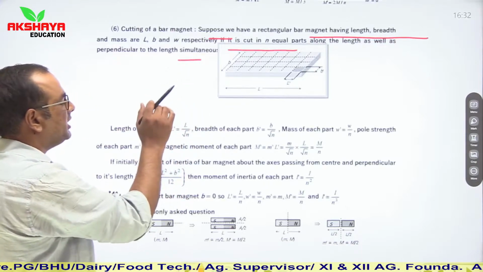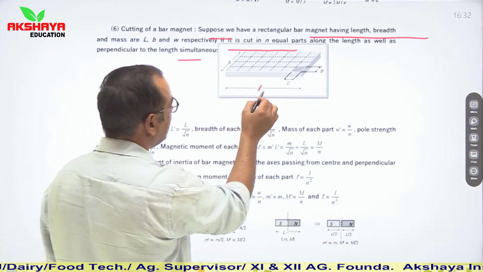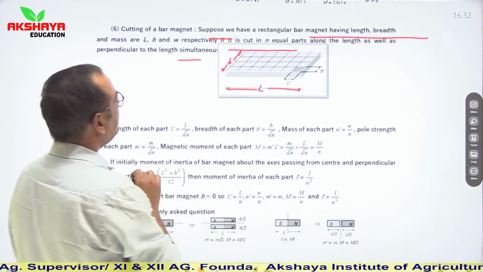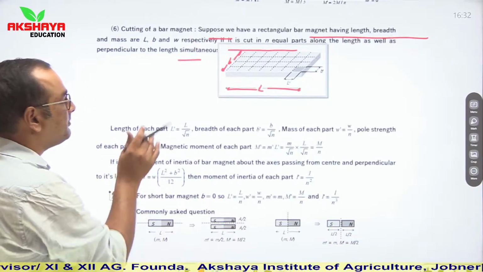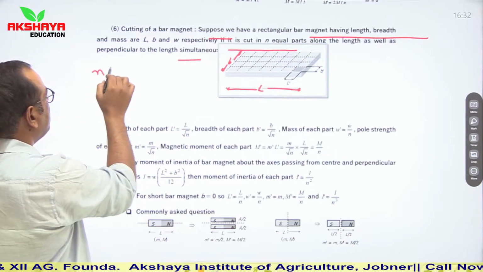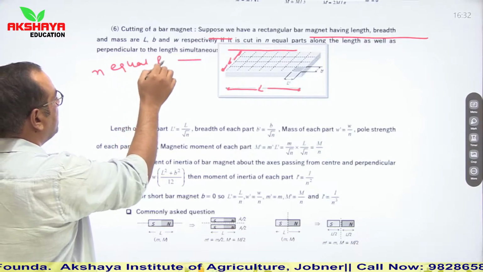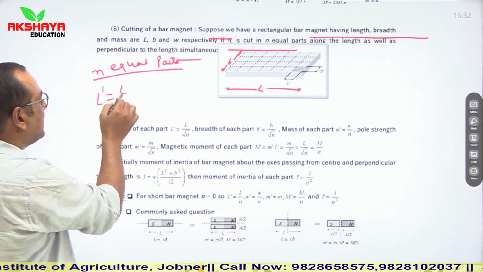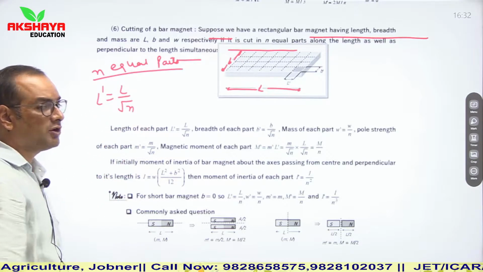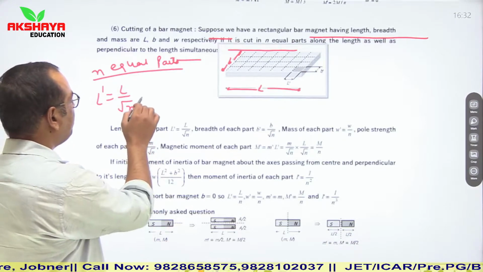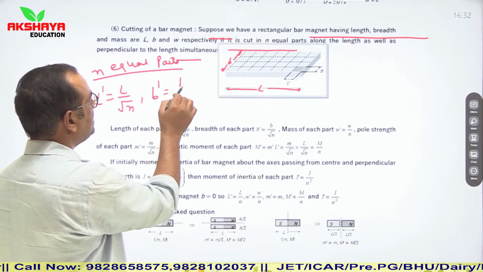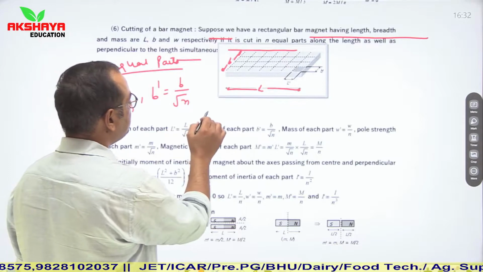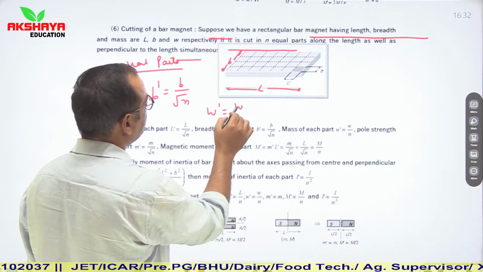So in each case, if we are considering that its complete length is L, its breadth is B and its mass is W, then if it is divided into n equal parts, the length of each part is, let us say, L dash, which is L upon root n. If we talk about breadth, then each part has breadth B upon root n. And the mass of each part, W dash, is equal to W upon n.